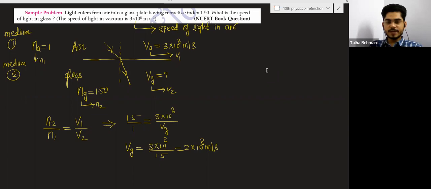Air and vacuum are treated as the same medium, but air is different, vacuum is different. But here we are treating air and vacuum as the same medium. In actuality, air and vacuum are different.